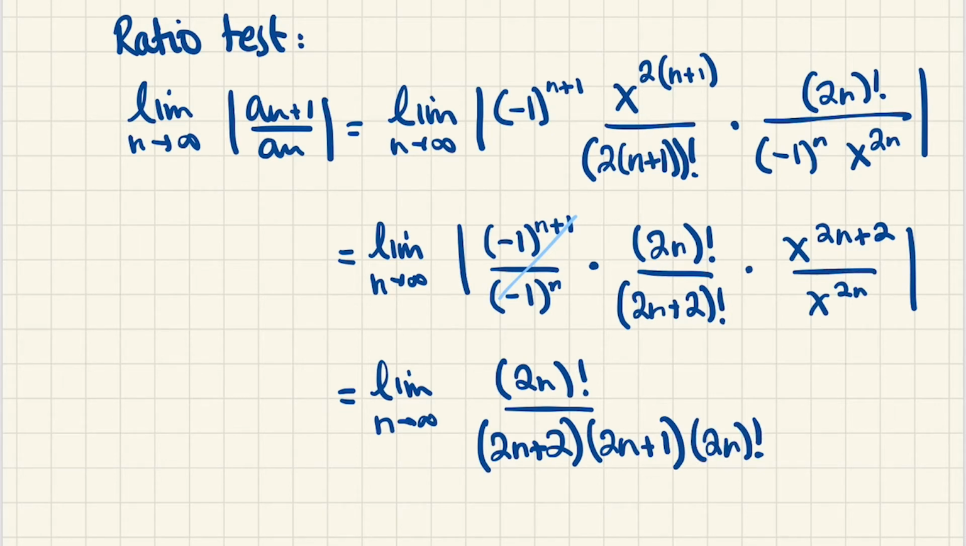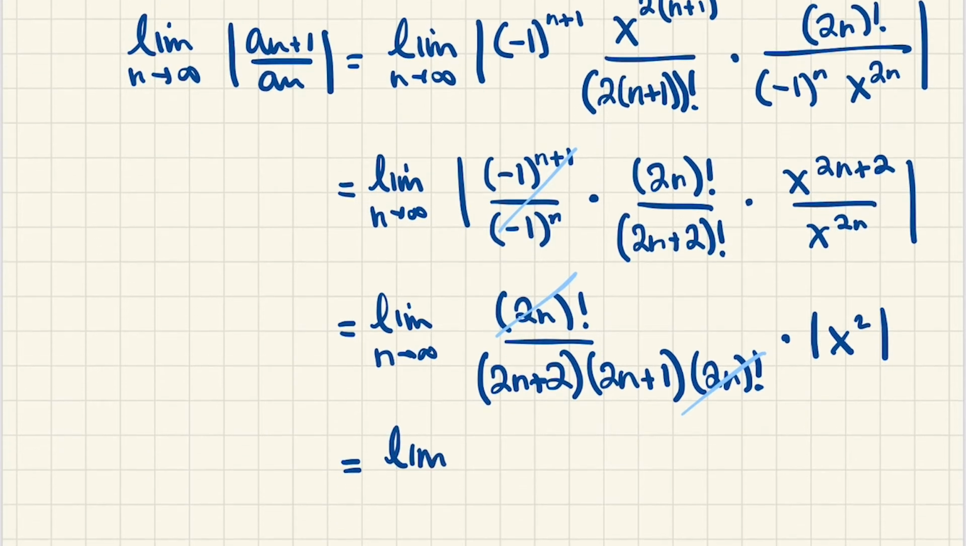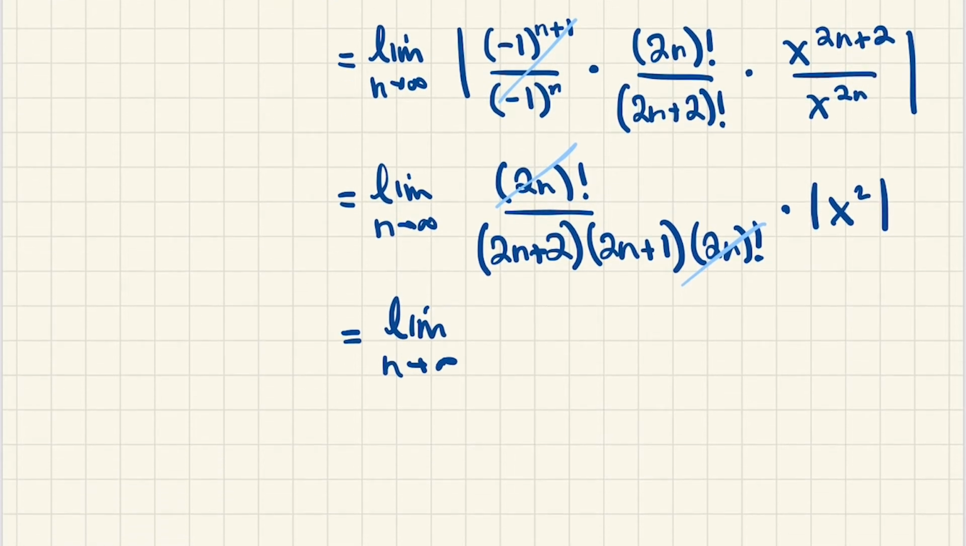There's our factorial cancellation. And what do we have over here? We're left with x squared. And actually, we didn't even need the absolute values there because x squared is positive. So what do we have? Limit as n approaches infinity of 1 over (2n plus 2)(2n plus 1), and then an x squared.